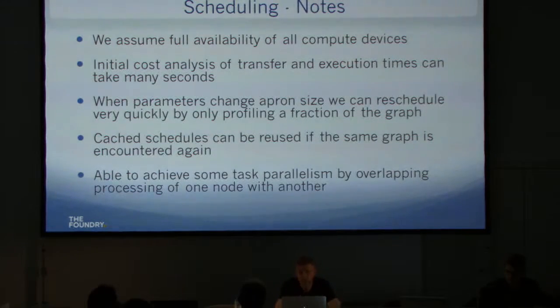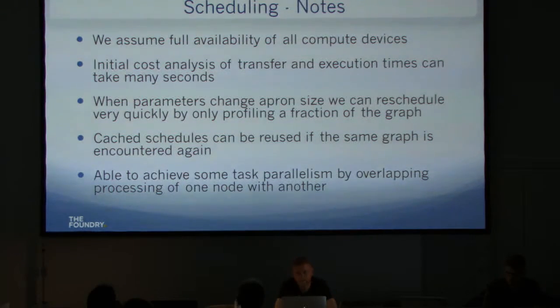A few notes on the systems that we've been building and the scheduler that we've come up with. The scheduler assumes that we have full availability of all devices. So, for instance, if the scheduler isn't told that halfway through the run you're going to start Chrome, then it probably won't give you a very good answer. It assumes that it has the resources that it thinks it has. The initial cost analysis of transfer and execution times can take many seconds.